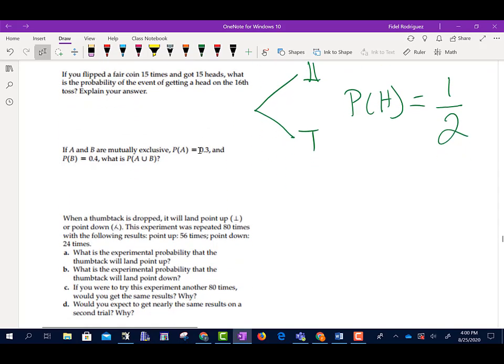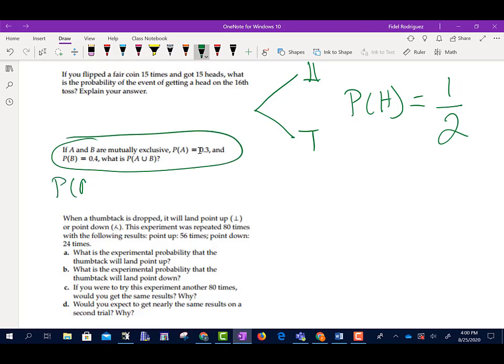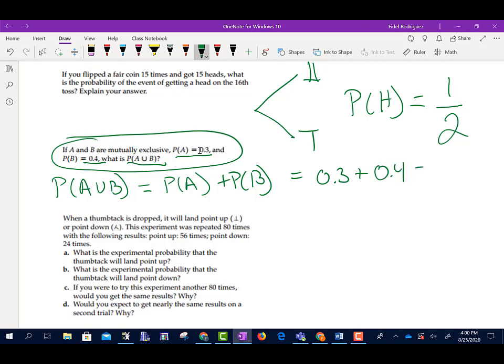Now it says if A and B are mutually exclusive. Remember what it means when they're mutually exclusive: the probability of A union B will be the probability of A plus the probability of B. So it's asking, what's the probability of A union B? Well, what's the probability of A? It's 0.3. What's the probability of B? It's 0.4. So the probability of either one would be 0.7.